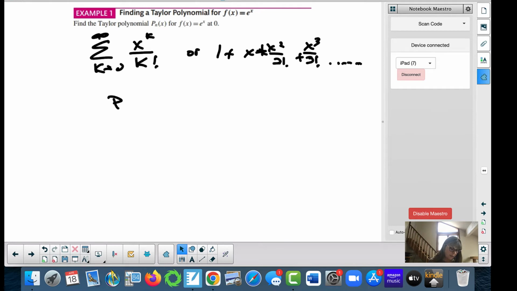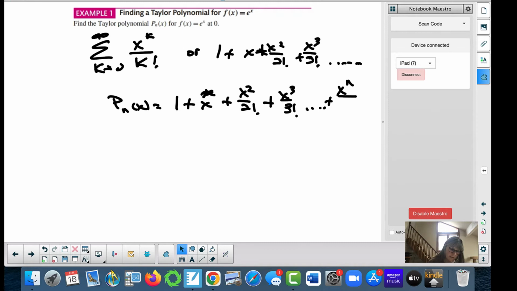So our p sub n of x is going to be 1 plus x plus x squared over 2 factorial plus x cubed over 3 factorial, all the way to x to the n over n factorial. So that's our expansion for e to the x.